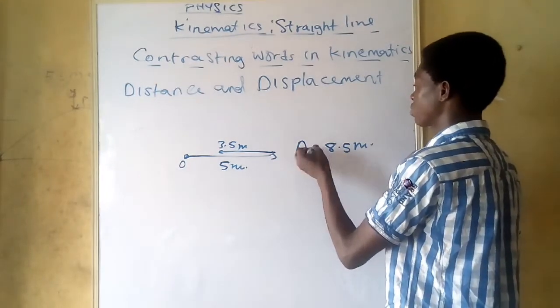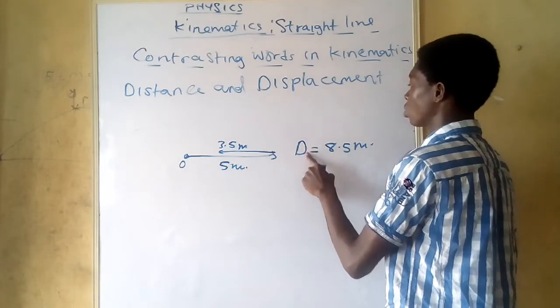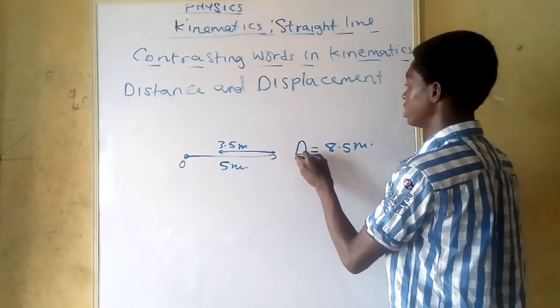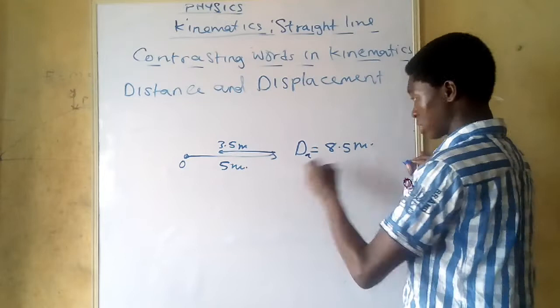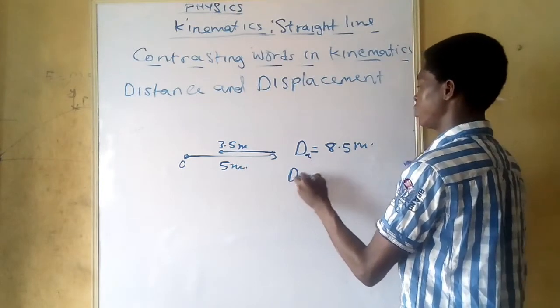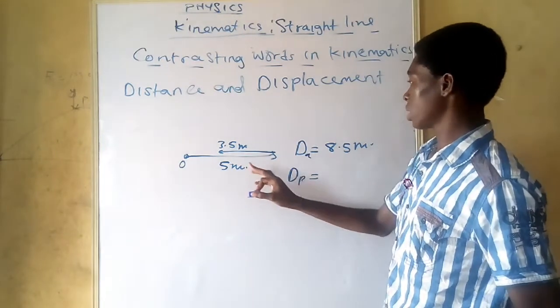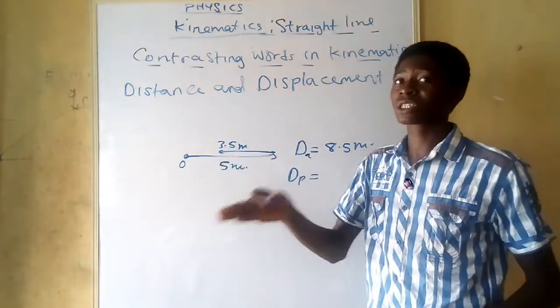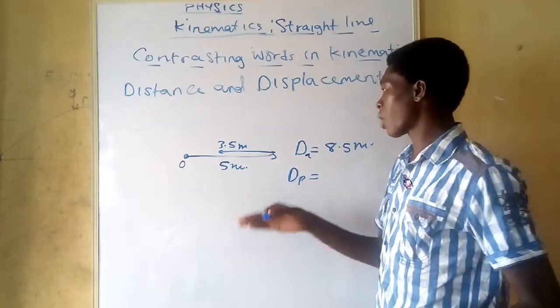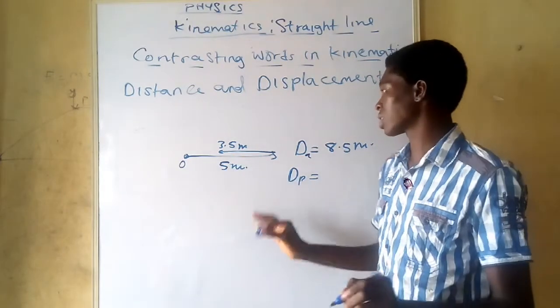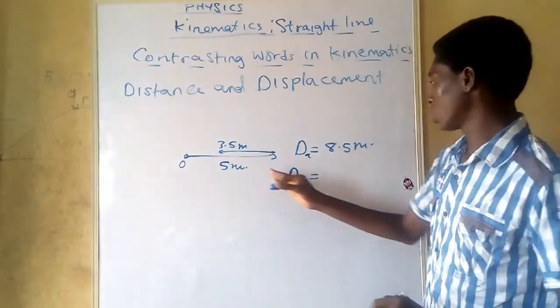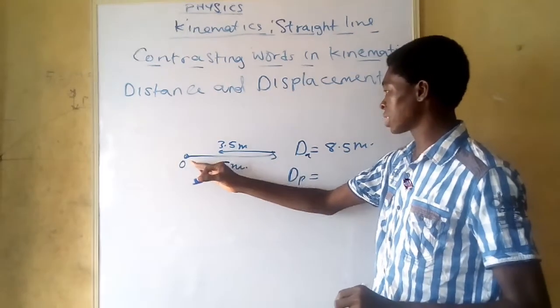Let's call this distance, distance. Let's call distance dA. Then let's call displacement dP, right? Now, displacement in this case is going to be what? How far you are from your starting point. That's the best way you can understand displacement. Now, how far am I from the starting point?